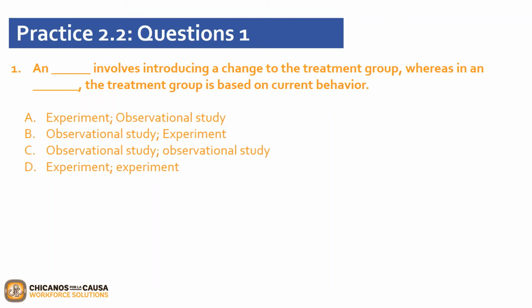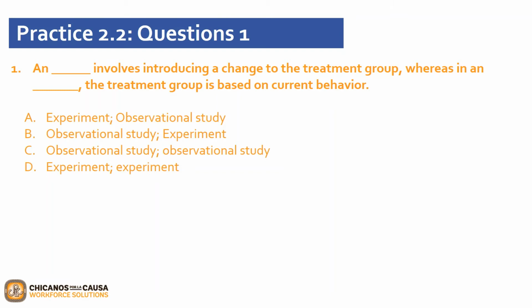Let's take a look at the question from practice 2.2. It is formatted as a fill in the blank, which you may also experience in the Science GED test itself. The question states, "An blank involves introducing a change to the treatment group, whereas in an blank, the treatment group is based on current behavior." We have a couple of different options here as far as how we can fill in those blanks.